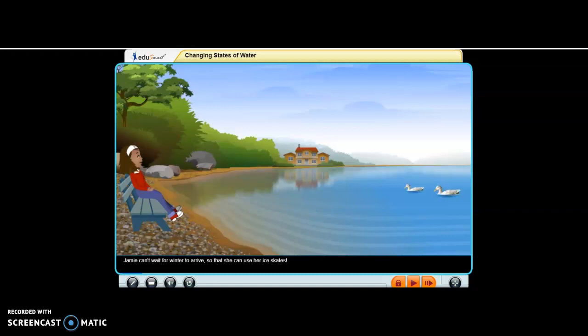Today we're going to continue our studies on states of matter. Today we're going to focus on the changes of the properties in the states of matter. This video that we're going to view momentarily is going to show the changing states of water. But based on our prior knowledge and what we already know about states of matter, we have been observing and classifying matter as a solid, liquid, or a gas.